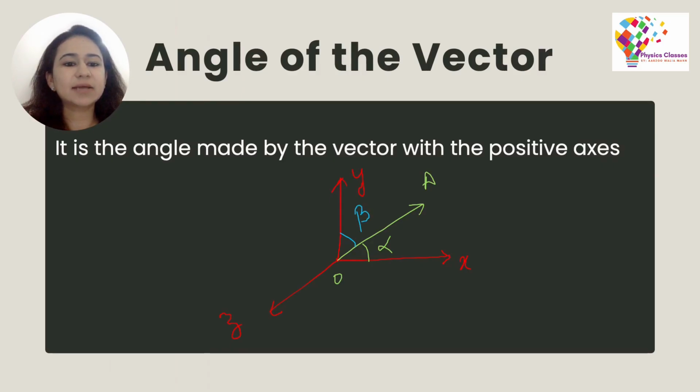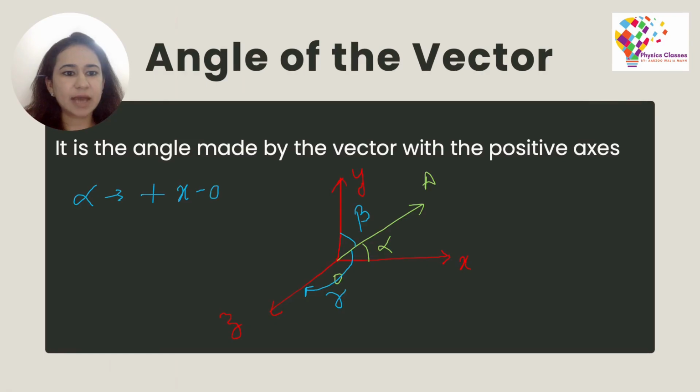And the angle that my vector makes with the z-axis is what is called gamma. So I have alpha, beta and gamma that are representing the angles made by the vector. So you can simply say alpha is the angle made with the positive x-axis, beta is the angle made with the positive y-axis, and gamma is the angle made with the positive z-axis.